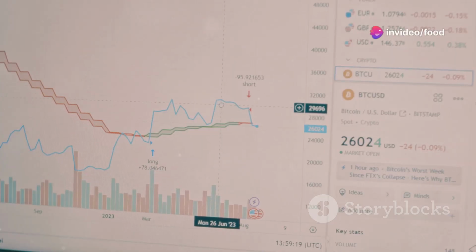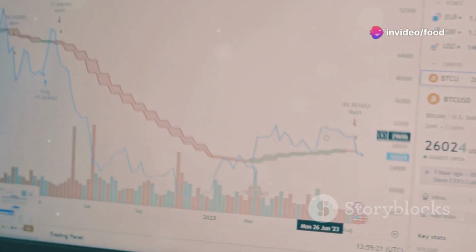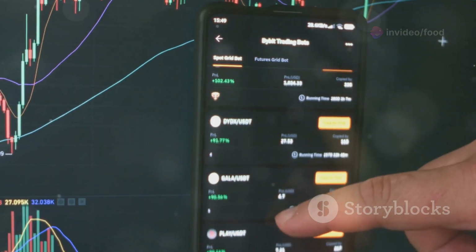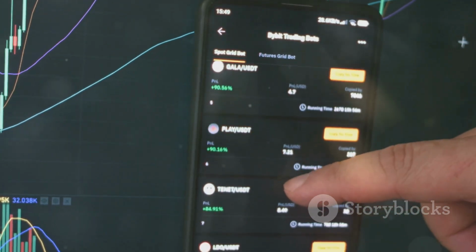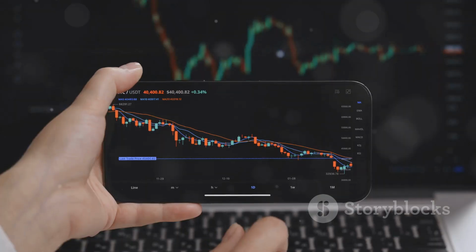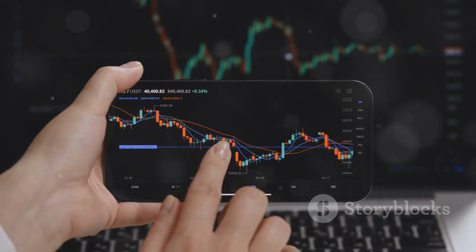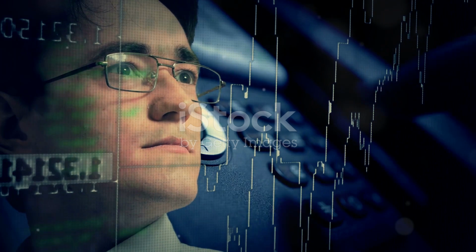Don't forget the MACD, the moving average convergence-divergence. It shows the relationship between two moving averages of a stock's price. Lastly, the stochastic oscillator. This compares a closing price to its price range over time, showing momentum. These indicators are free and available on most trading platforms. Use them to make smarter trading decisions today.